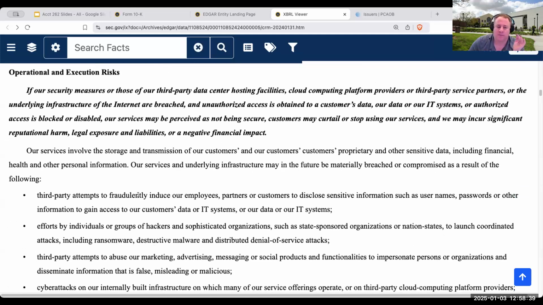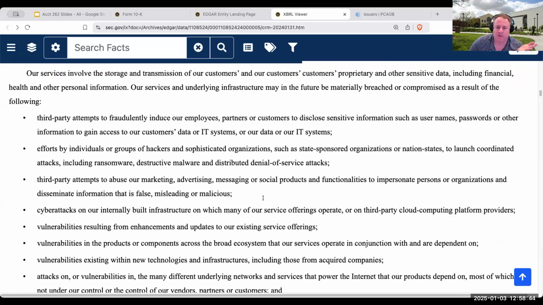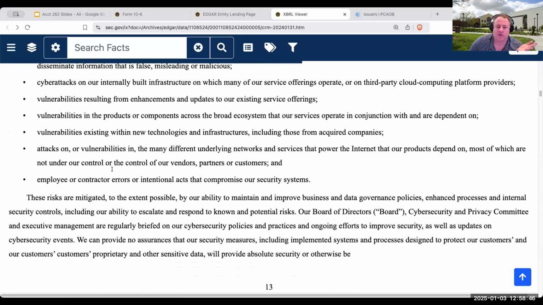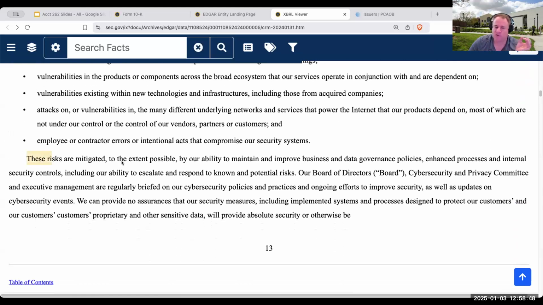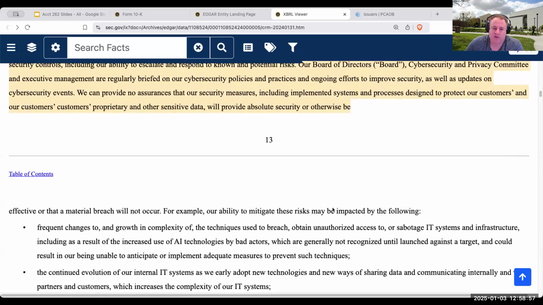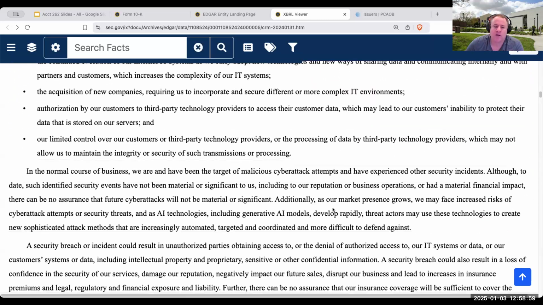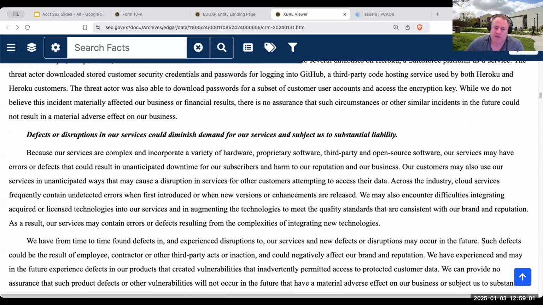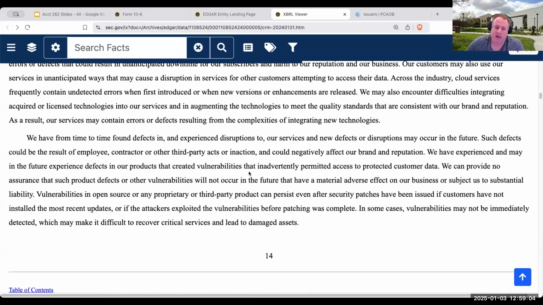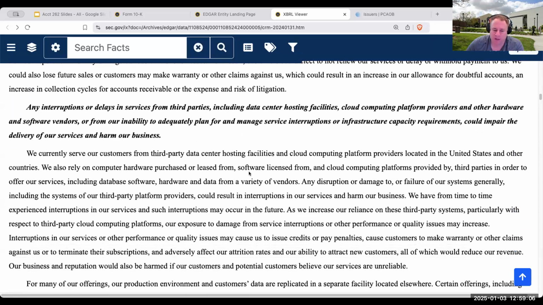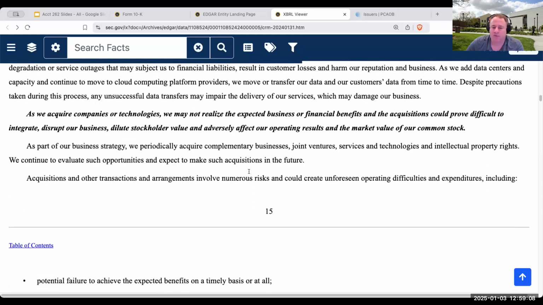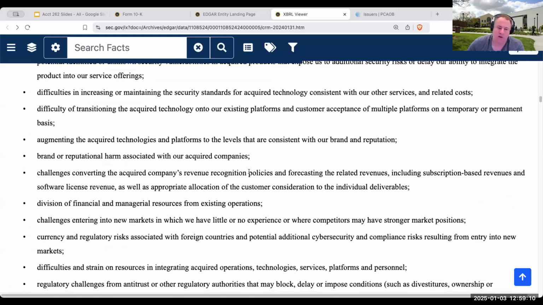So right over here, you talk about our risk factors, and then you say these are the different types. Now, these risks are mitigated to the extent possible by our ability to maintain and improve business and data governance policies, enhance processes and procedures. So again, you lay out these different risks, and then you go through and explain them more in depth.